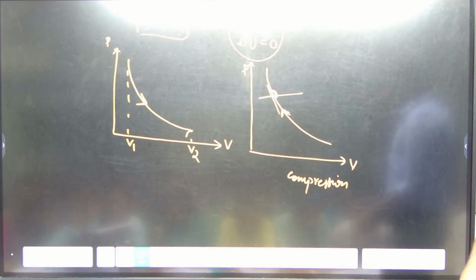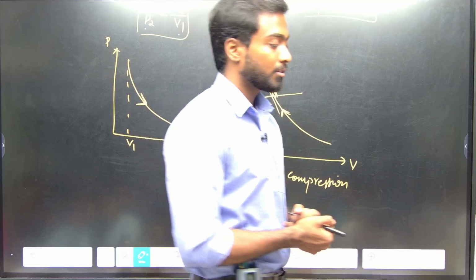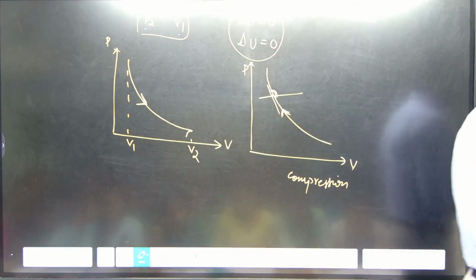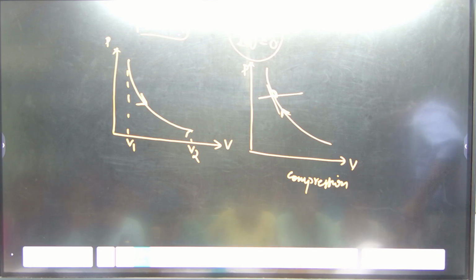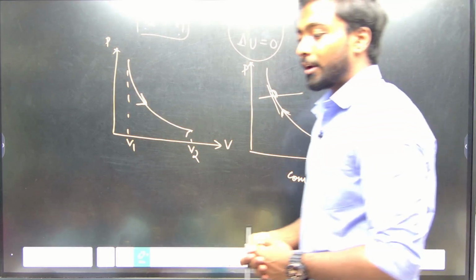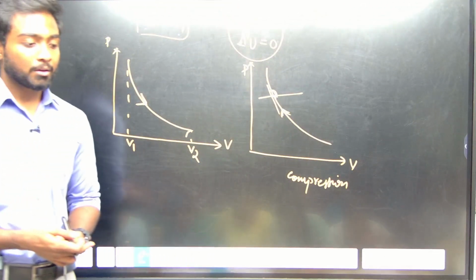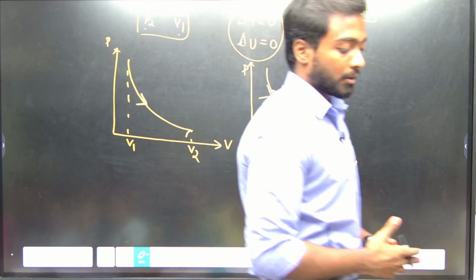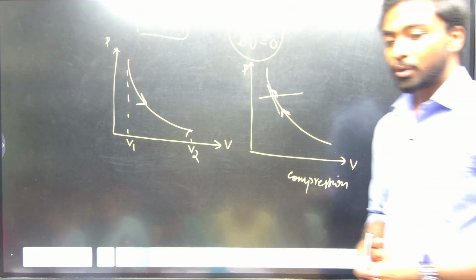Write down the next one. Adiabatic process, the final one. Adiabatic process. So in this there is no heat exchange, no? So Q will be equal to 0. Write down. There is no heat exchange. Q will be equal to 0.